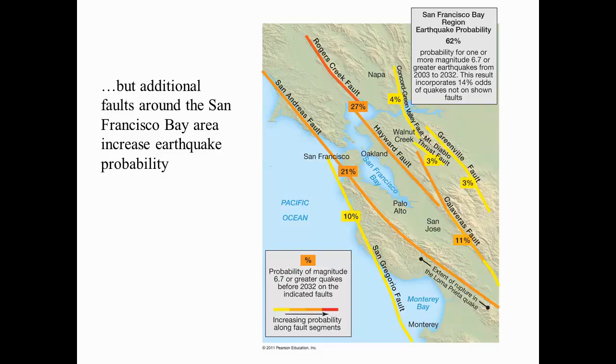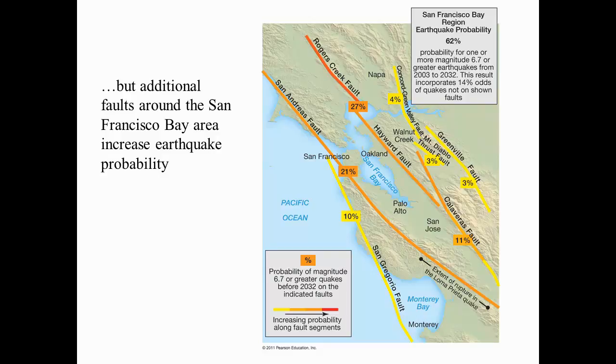If we include all these probabilities among all these different faults, the net result is that the San Francisco Bay region has an overall earthquake probability of 62% for one or more magnitude 6.7 or greater earthquakes occurring sometime between 2003 and 2032.